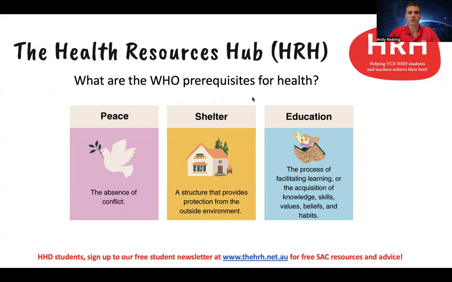The next one is shelter, a structure that provides protection from the outside environment. You can think about what people are protected from if they have access to shelter. They're protected from things like the elements, so it might be storms or severe heat or extreme cold, but it's also a gathering place where people and family can come together and connect.